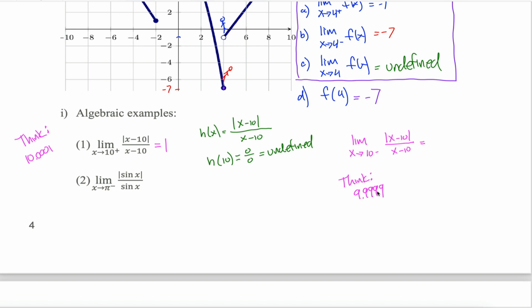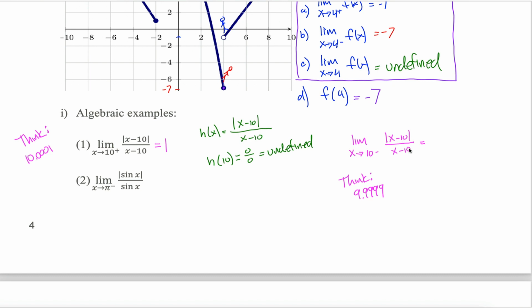A number like 9.99999 minus 10 is negative. And that's really important because if this is negative, what the absolute value symbols do is they change the sign of that number. And now the top of the fraction is no longer the same as the bottom of the fraction. The top of the fraction is a number really close to 0, but positive because of the absolute value symbols. The bottom of the fraction is that same number really close to 0, except that it's negative because our value of x is less than 10.